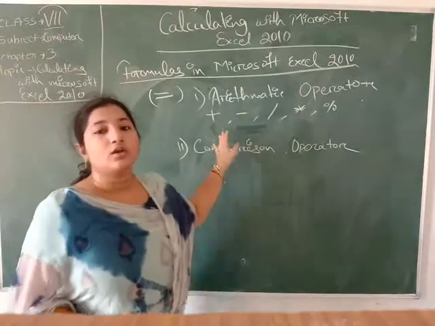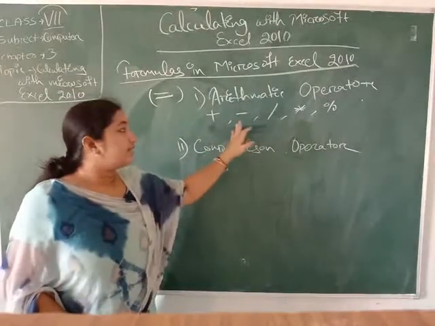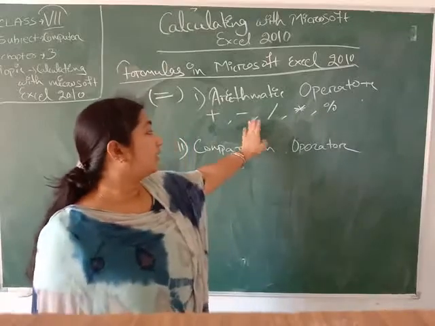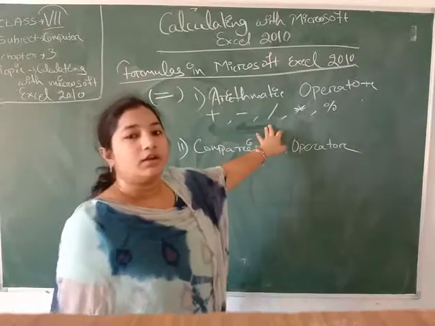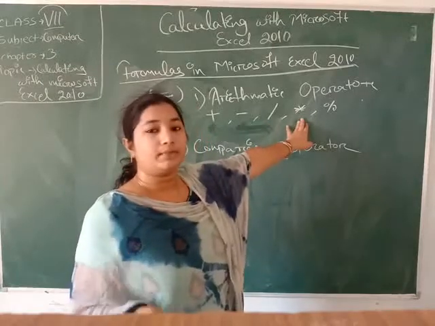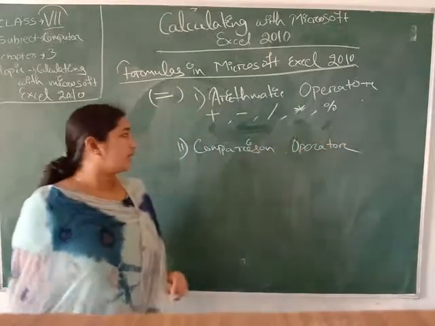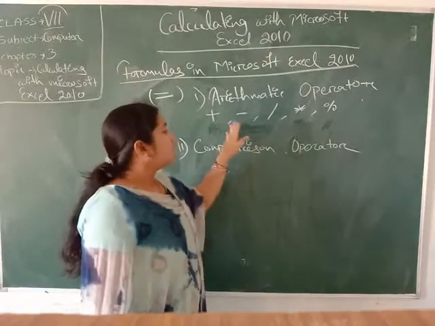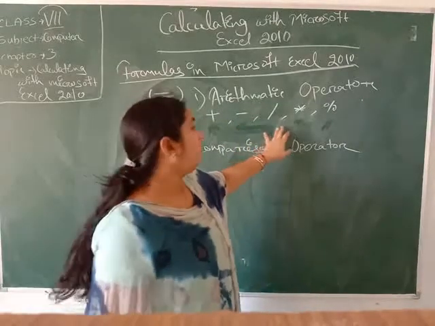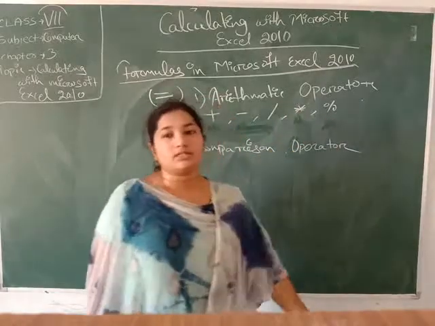The first one, we know, is used for adding numbers, and this is used to subtract numbers, this is used to divide numbers, and this we use to multiply numbers, and this is used to calculate the percentage. So this is addition, this is subtraction, this is divide, this is multiply, and this is used to calculate the percentage.